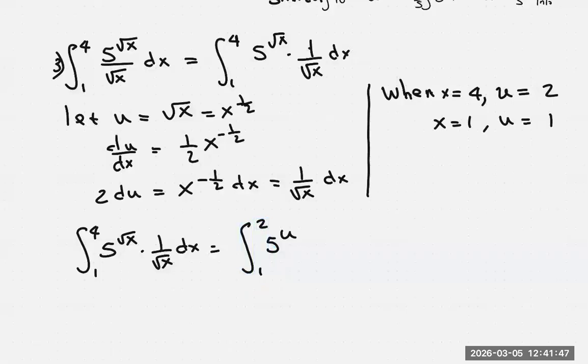Well, I mean, it is 1 over root x. Yeah, but we're using this. Oh, sorry. 2 du. All right. 2 du. So put the 2 outside and the other. Right. So yeah. All right.